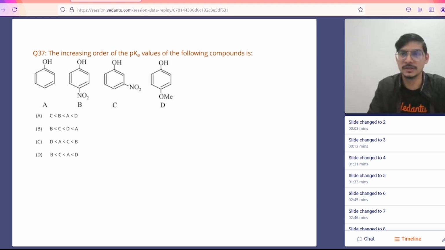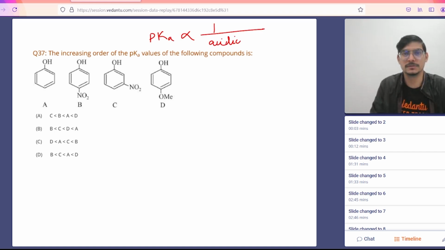Moving to the next question, the increasing order of the pK values of the following compounds. So pK value is inversely proportional to the acidic strength of a substance. So increasing order of pK value means decreasing order of acidic strength. So which is the strongest acid? Let's analyze these options. There is no substituent. There is nitro, which exerts a strong minus M effect. At meta position, nitro group can only exert minus I effect, which is weak, and methoxy group at para position exerts plus M effect, which is undesirable. So the strongest acid here is B.